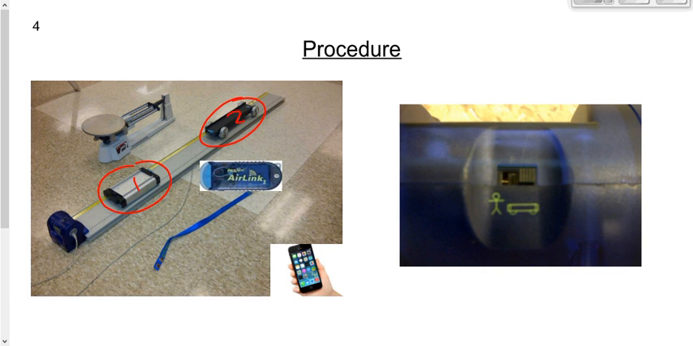I was going to say they probably should be the same type of cart, but it doesn't really matter. If you're not using the track, it doesn't matter whether they're the same type of cart or not. In addition to the two dynamics carts, you need a triple beam balance scale in order to measure the mass of these.